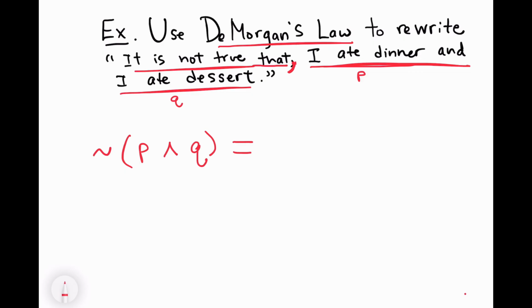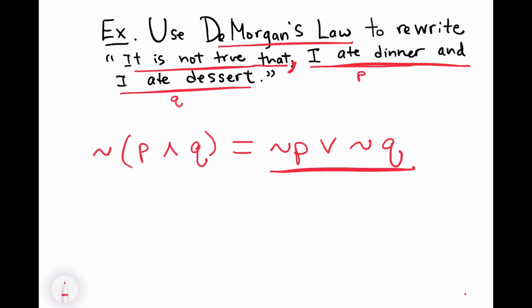De Morgan's law tells us that this negated conjunction is equal to the disjunction of not P or not Q. And if you think about it, that makes sense, right? If it's not true that I ate dinner and I ate dessert, then that's like saying either I didn't eat dinner or I didn't eat dessert, right? So one of those things didn't happen. If they didn't both happen, then one of the things didn't happen individually.